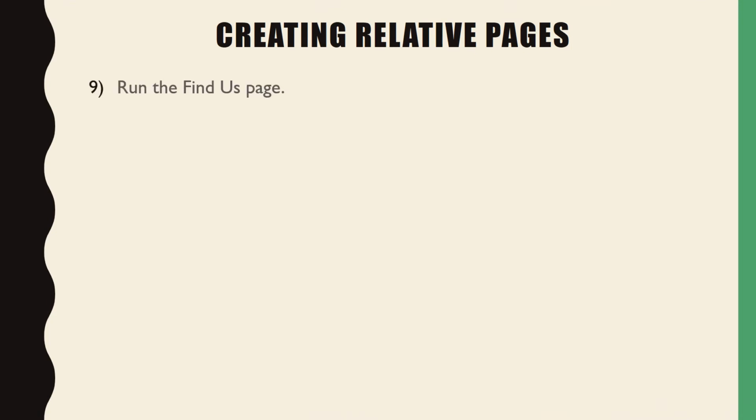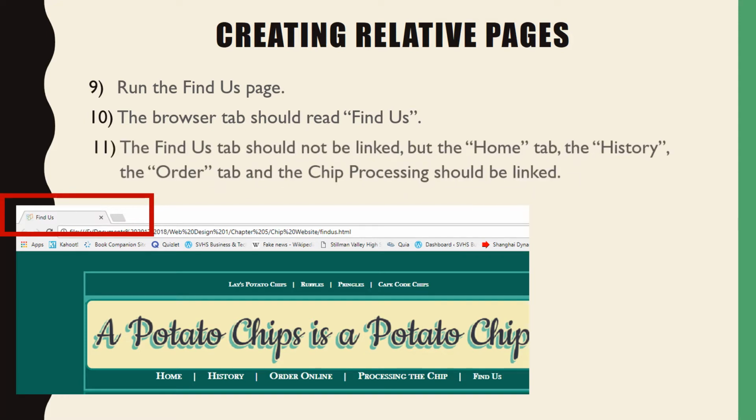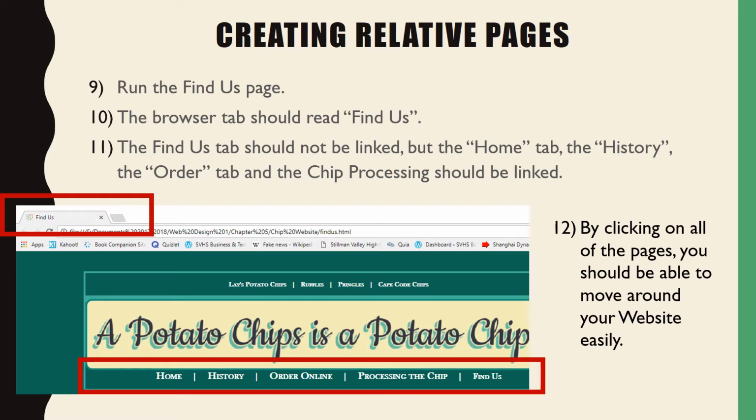Run the Find Us page. The browser tab should read Find Us. The Find Us tab should not be linked, but the Home tab, History tab, Order tab, and the Chip Processing tab should be linked. By clicking on all the pages, you should now be able to move around your website easily.